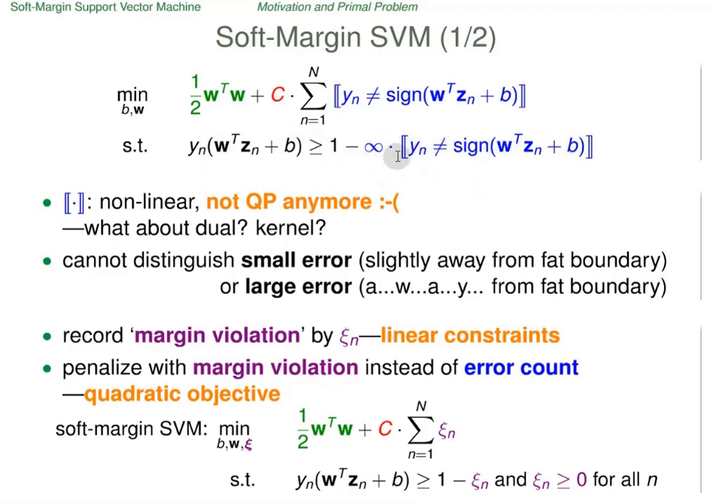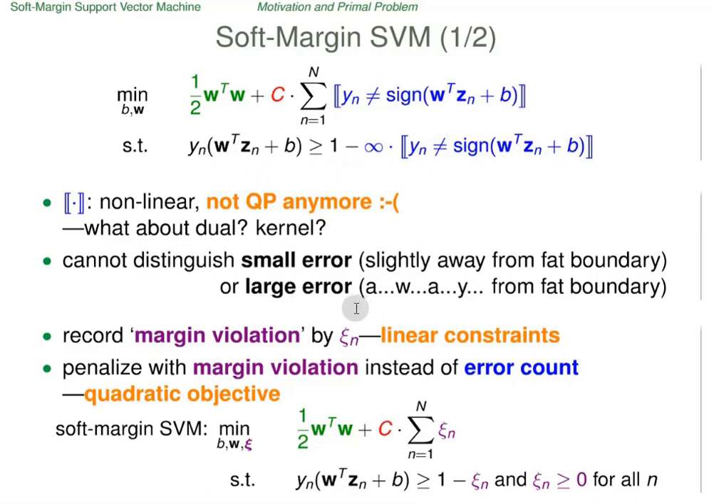Well, look, 0-1 error is nonlinear. It's not smooth. And the new optimization here is also not quadratic. Given this formulation, can we derive the dual? Or can we use the kernel function in this combined optimization? Well, another important point is that the constraint cannot distinguish between small error, which is slightly away from the margin, or large error, which is far away from the margin.